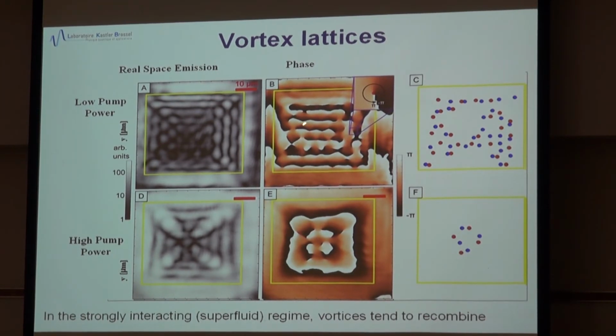where the phase has this discontinuity. And what happens at higher pump power is that these vortices tend to go further apart from each other, I mean the pairs, and eventually disappear like this. And this is an effect of going into the superfluid regime where the vortices tend to recombine.